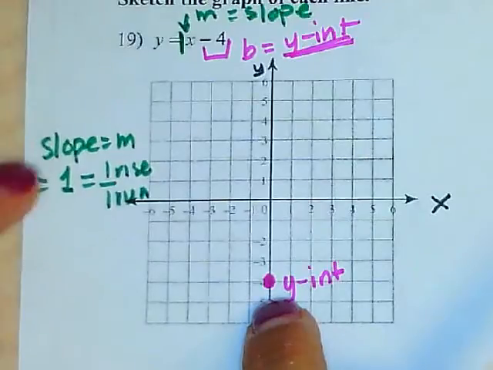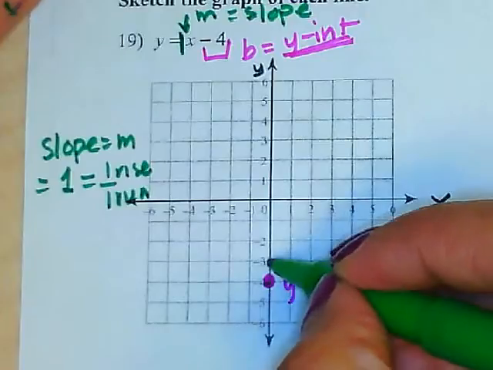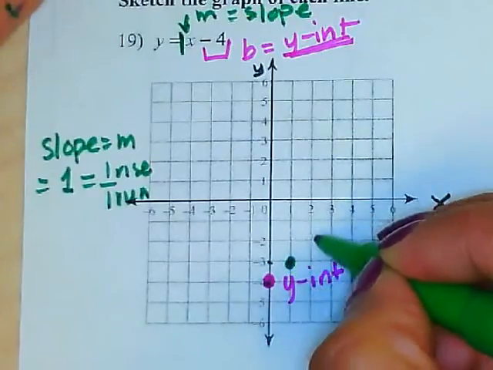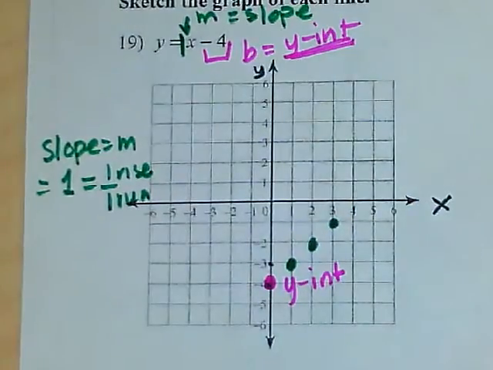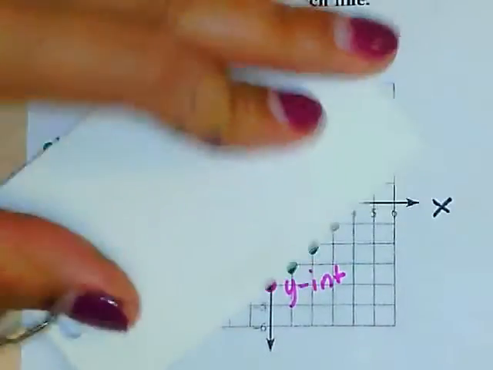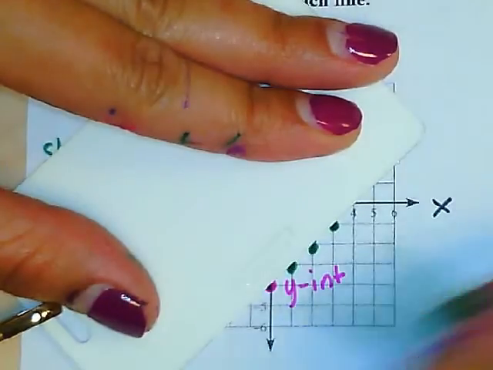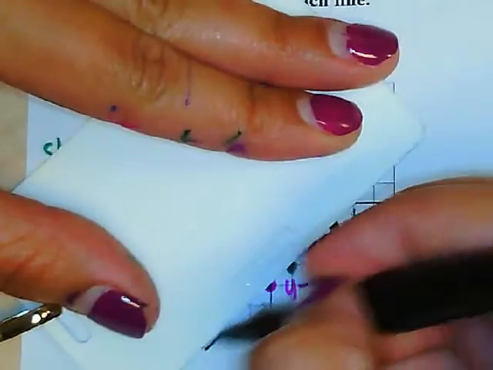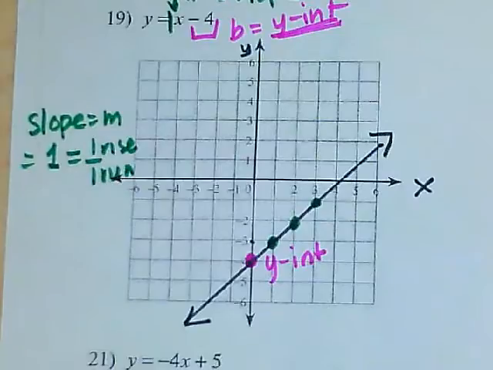So from that point on my y-intercept, now I'm going to go up 1 across 1, and they're positive. So from here I'm going to go up 1 across 1, there's my point. Up 1 across 1, there's my point, and so forth. And then after that, I'm going to take a ruler and make sure that it touches all of those points and put an arrow at the end, and that is the equation. Okay, I'm going to do number 20 as well.